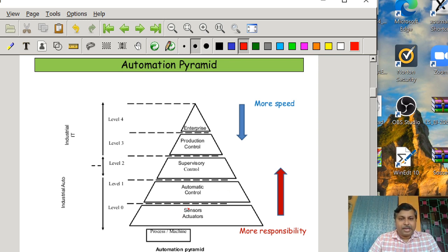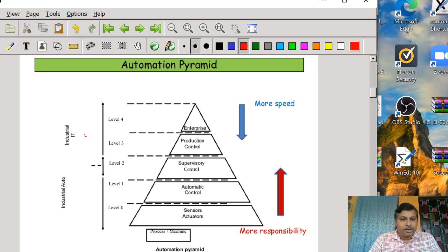You can say that at level 0 the sensors and actuators are sitting, and they are going to interact with the process and machine directly. At level 1 some automatic controllers are sitting, then level 2 is supervisory control, level 3 is the production control, and level 4 is the highest level, where the enterprise has been dedicated.